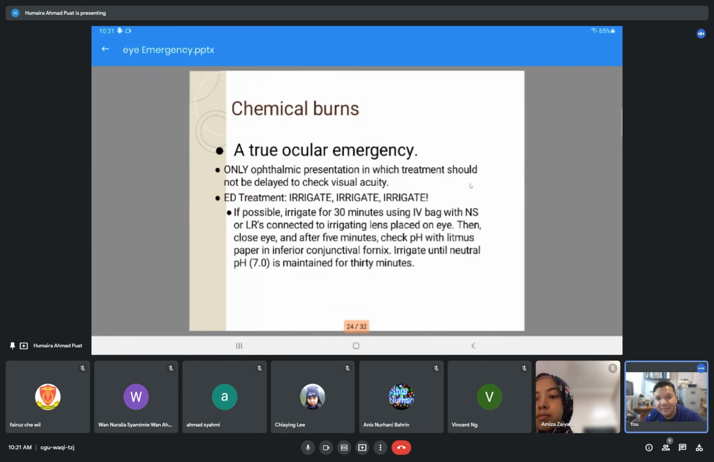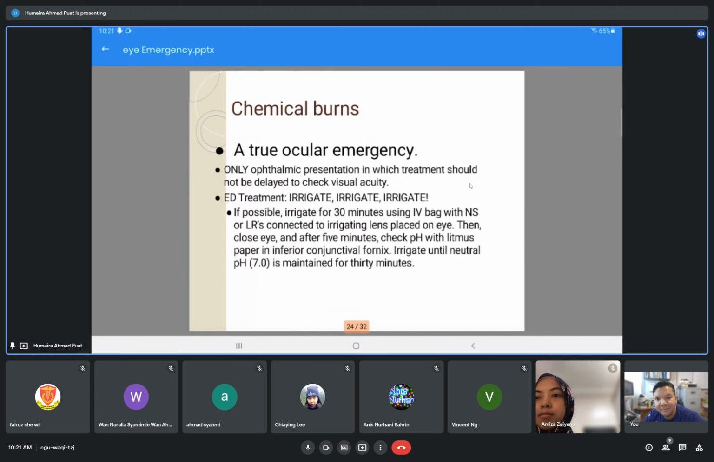Proceed. Okay, and then the next one is the chemical burn. This is the true ocular emergency. It is the only ophthalmic presentation in which treatment should not be delayed to check the visual acuity. So the treatment is irrigate. Nothing much else we can do, but we must irrigate when a patient comes with a chemical burn.